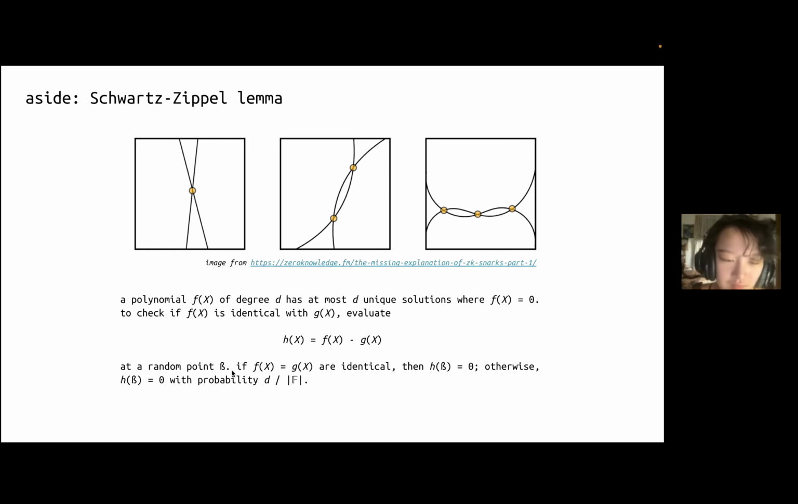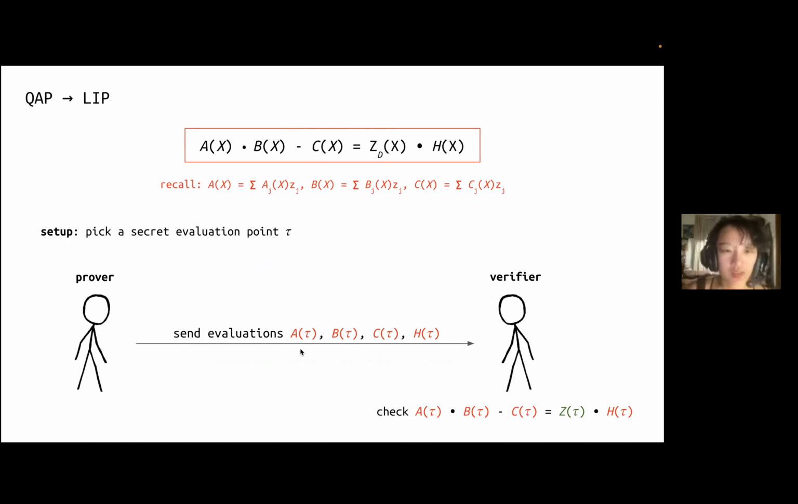So this is all to say that to evaluate a polynomial identity, it is sufficient to evaluate it at a random point. And with high probability, you will detect if this polynomial identity does not hold. That's exactly what we're going to do. For our identity, we're going to pick a secret evaluation point tau, and we're going to make a linear interactive proof whereby the prover sends evaluations of each of these polynomials at the secret point tau. And then the verifier just checks if these evaluations hold.